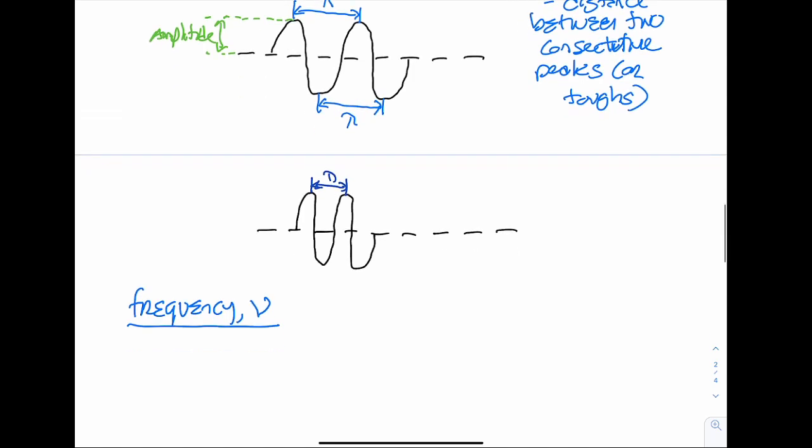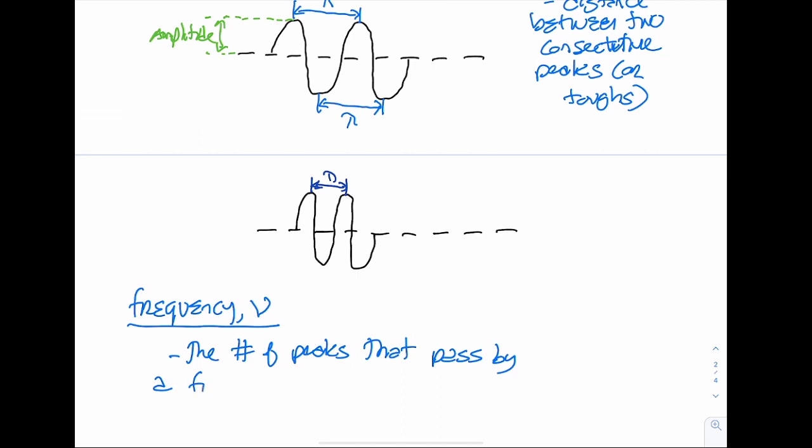So frequency, this is the number of peaks that pass by a fixed point per unit time. And that time can really be anything. It's generally defined as per second, but it doesn't have to be. It could be per hour, just whatever, some unit of time that you want.